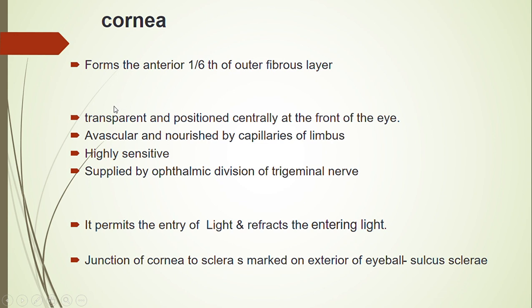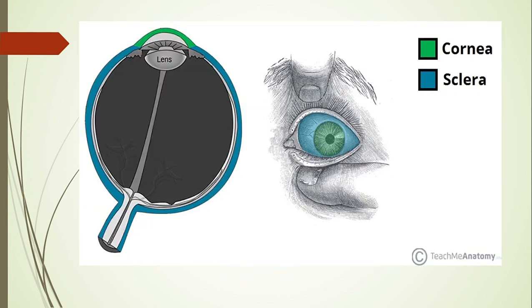The junction of the cornea and the sclera, where the cornea and the sclera meet, is well marked externally on the eyeball. That is named the sulcus sclerae.